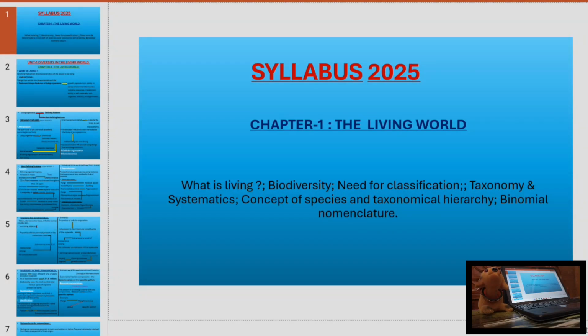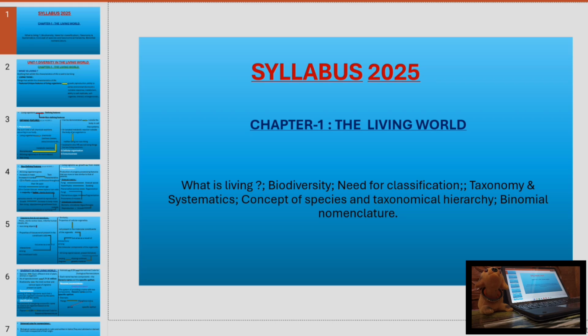In today's class, chapter 1, The Living World, will be discussed, from the concept of diversity in the living world. Before going to the topic, let us first know the syllabus that is given in NEET 2025 for this chapter especially. Coming to the syllabus, these are the topics that are to be covered in NEET 2025.